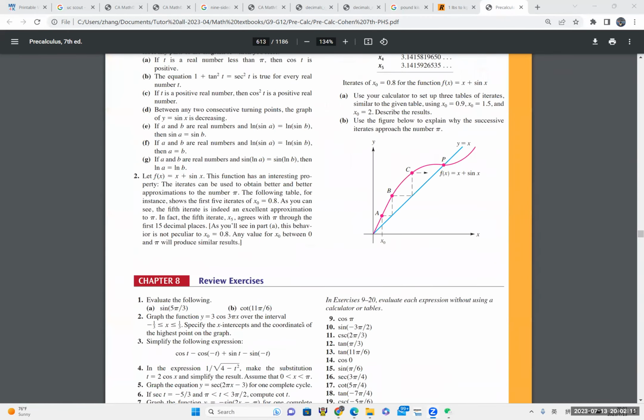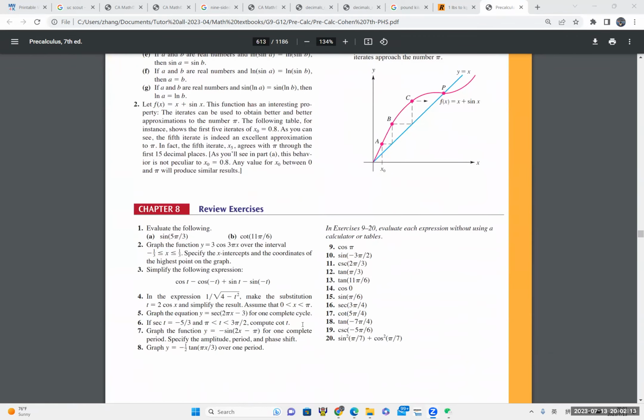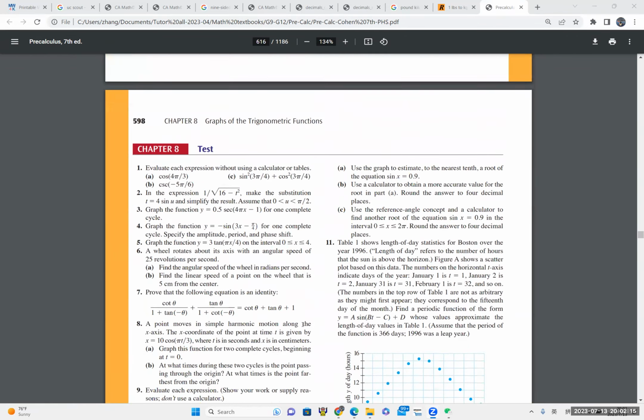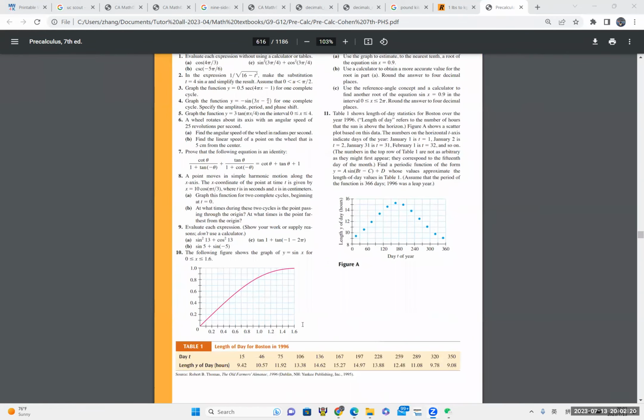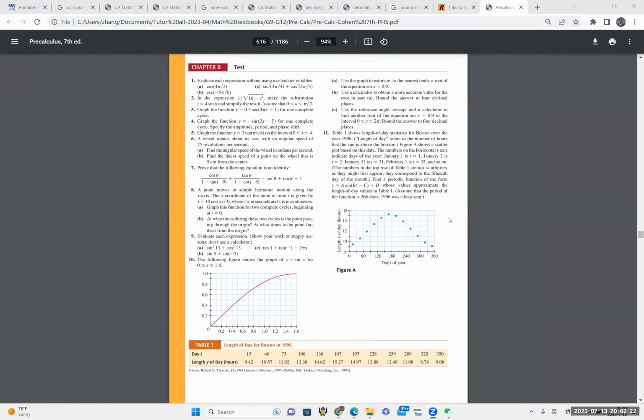Again, you go and do the chapter test here. If you meet something you cannot get through, just mark that you need help.